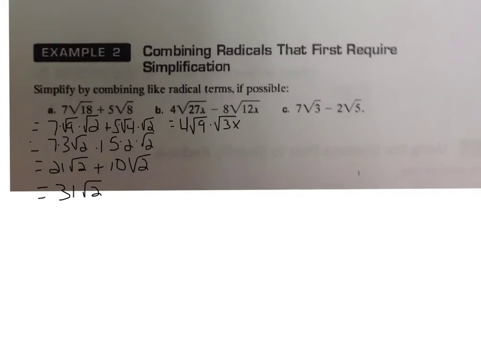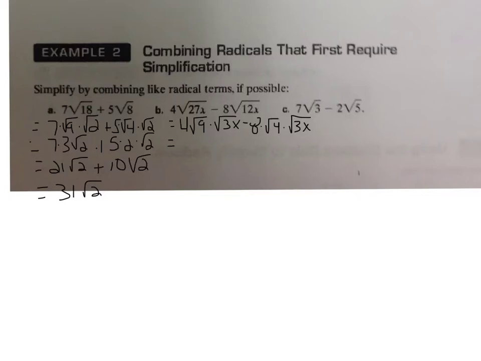I know that I cannot take the square root of x. It can't be divided by 2 without making a fraction. So that's going to stay under the radical in the end, and so is 3. I can't take the square root of 3, so I'm going to keep that under the radical in the end. So you got 4 square root of 9 times the square root of 3x minus, and in order to subtract these, we're going to have a square root of 3x in the end. 12 breaks down into 4 times 3, so it would be minus 8 times the square root of 4 times the square root of 3, and again, I'm going to put that x underneath there.